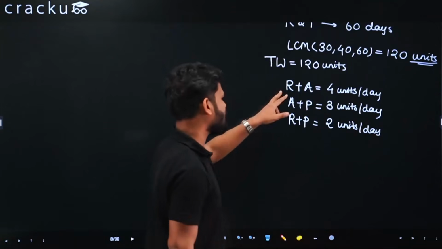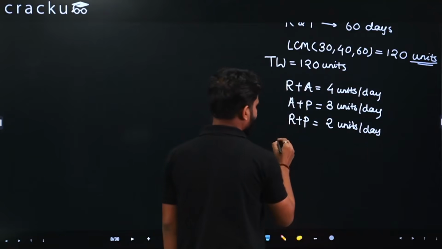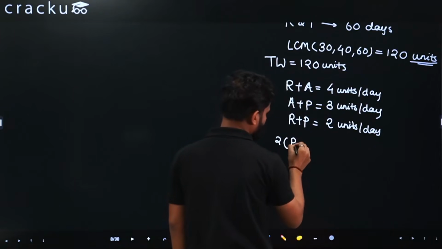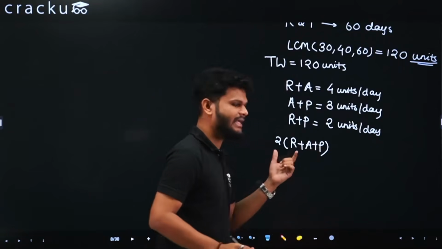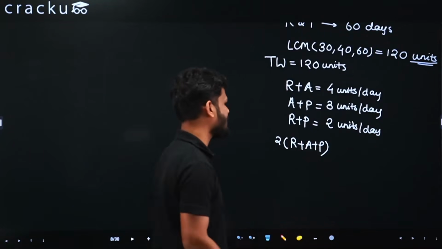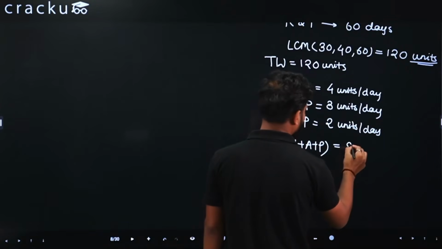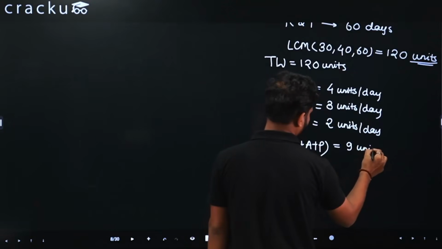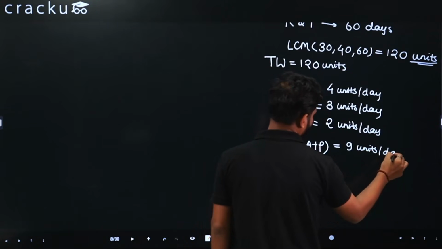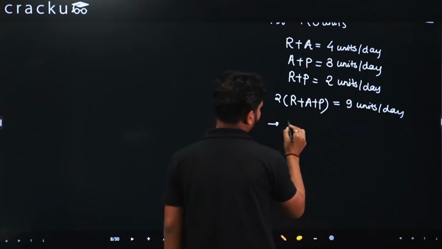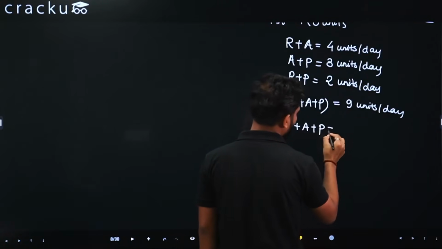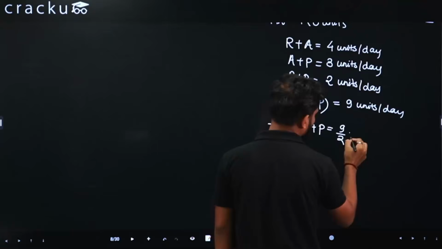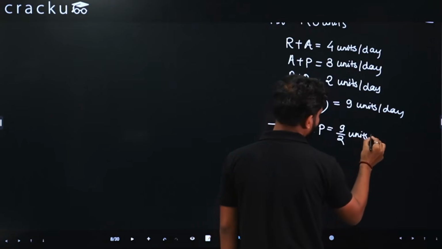Correct? Now from here, if you add all of this, you will get 2 into R plus A plus P, where R, A, P are the efficiency of Ram, Ali and Peter, is equal to 9 units per day. So together, all three of them, R plus A plus P, complete 9 by 2 units of work in a day.